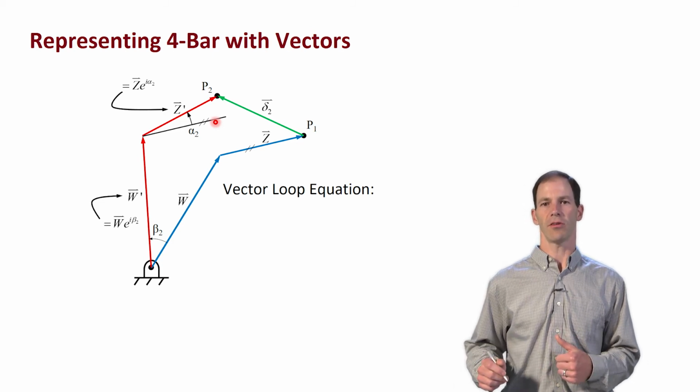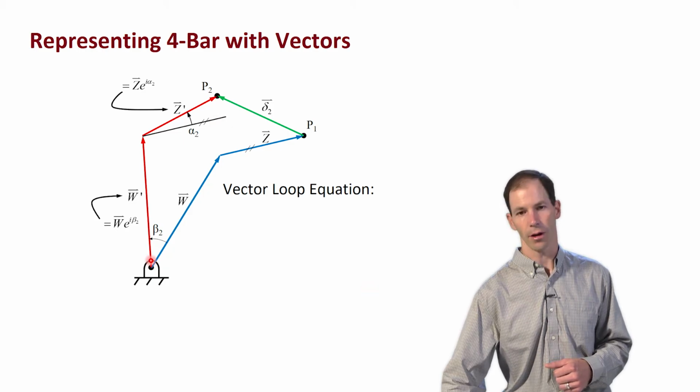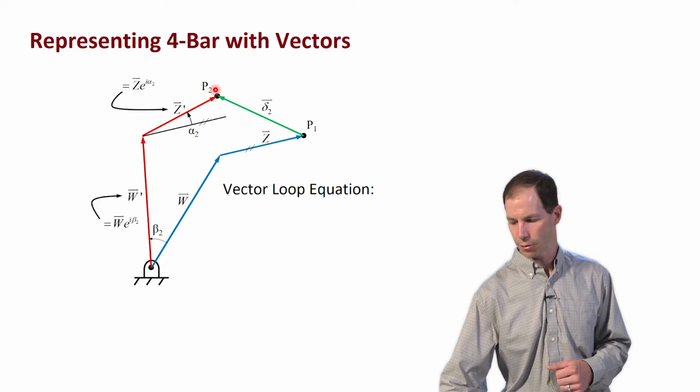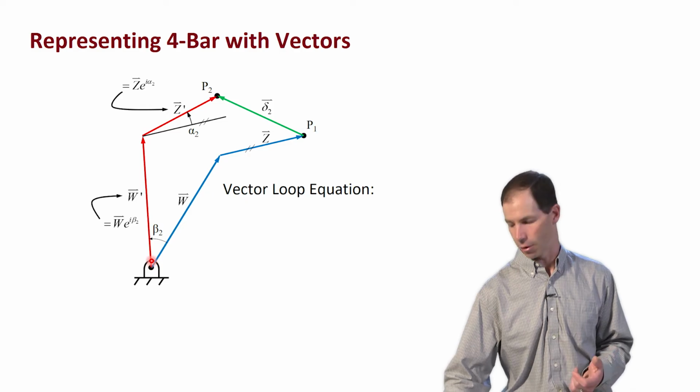My loop equation is basically going to add up all these vectors in a loop. I'm going to start off at the ground pivot right here. I'm going to move up the W prime vector. I'm going to then keep going up to precision point P2, up the Z prime vector. I'm then going to subtract the delta 2 vector, subtract the Z vector, subtract the W vector to get me back to the origin, which is 0.